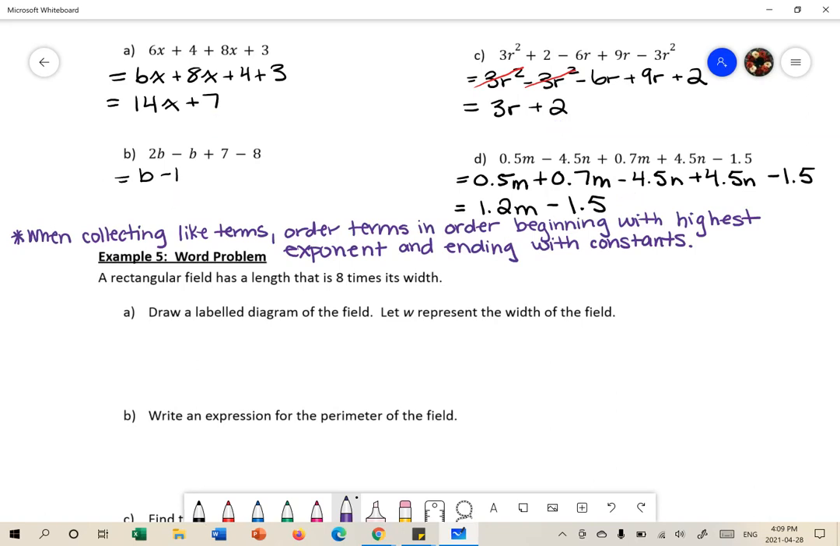We begin by writing the term with the highest exponent. So in part C, we wrote our r squared terms first, and then our r terms next. Remember, these r terms have an invisible exponent 1, and then following with our constant. Your answer should be presented with the highest exponent term first and ending with your constants.